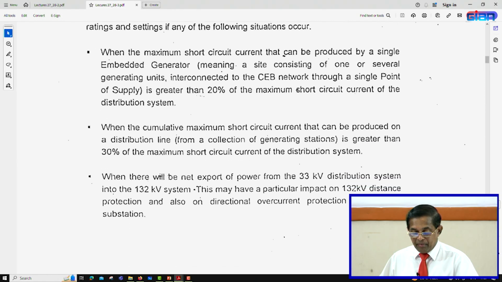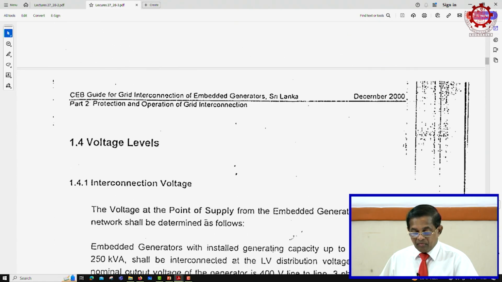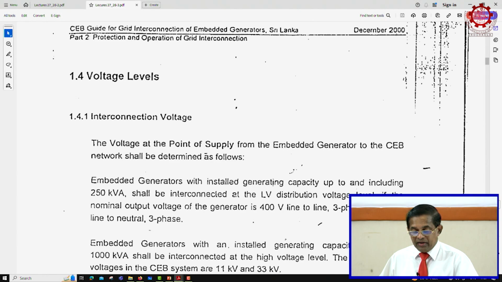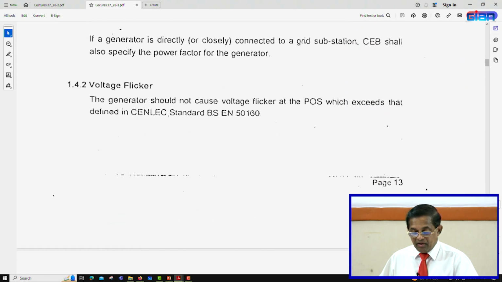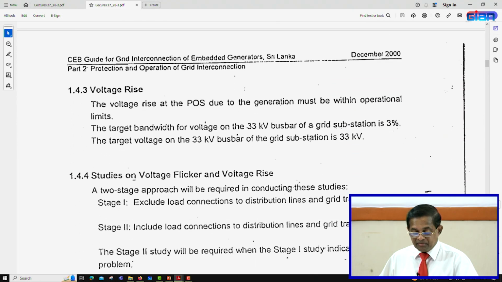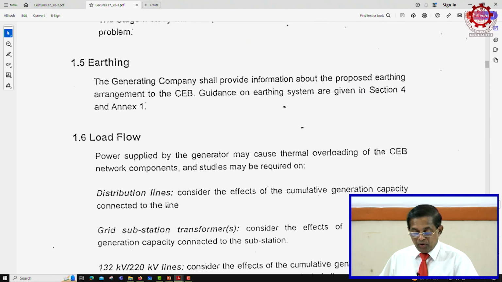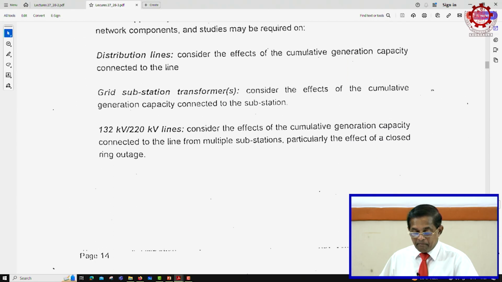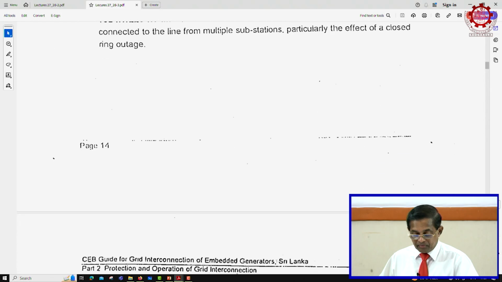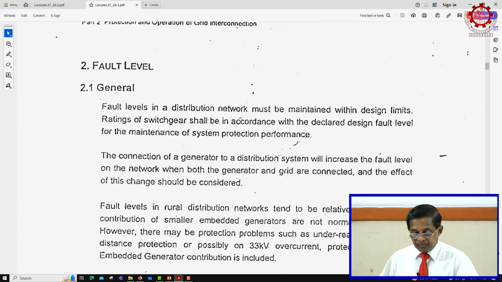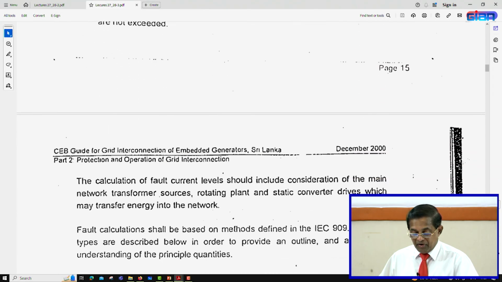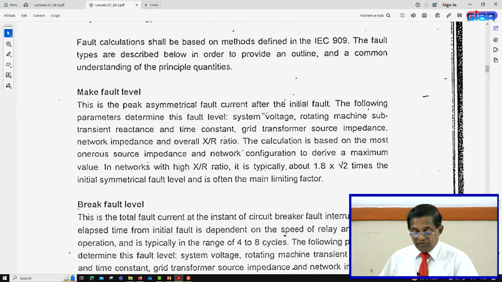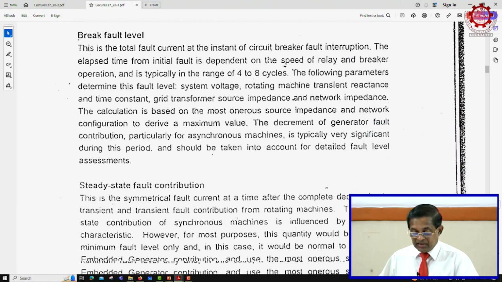Then the protection requirement, voltage levels, interconnection voltage, etc. So, they talk about all these things: voltage flicker, voltage rise, studies on voltage flicker and voltage rise. I will not go into reading all these things. Load flow studies, fault level calculation, make fault level, break fault level. So, all these things are discussed here.